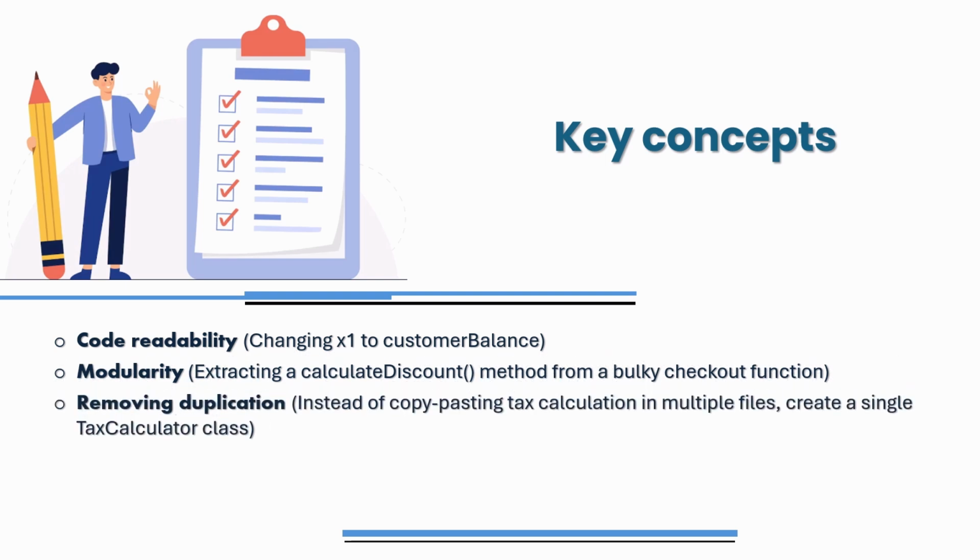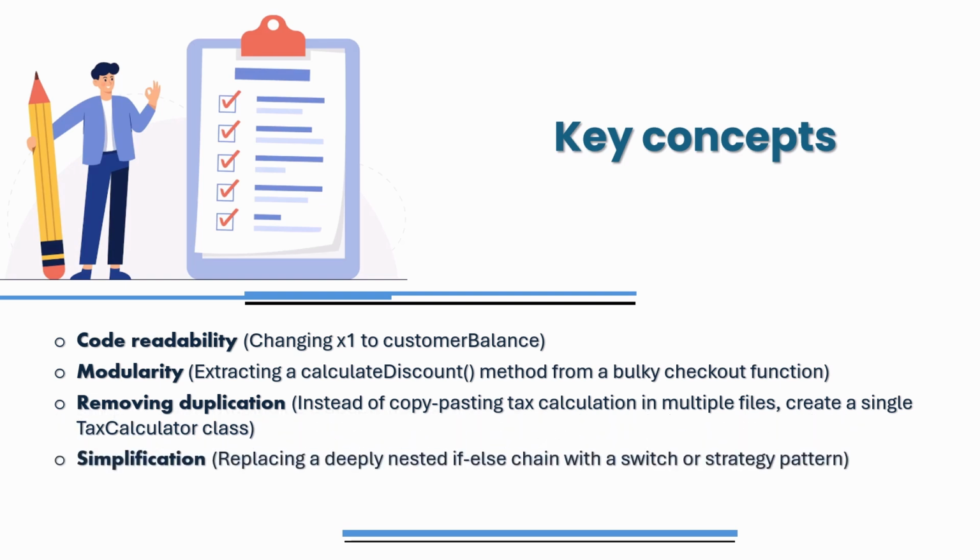Third is removing duplication. Duplicate code is a silent killer. By consolidating repeated logic into one place, we can reduce errors and simplify updates. For example, instead of copy pasting tax calculation in multiple files, we can create a single tax calculator class. Then simplification. Complex nested loops or conditionals are simplified into cleaner structures. An example may include replacing a deeply nested if-else chain with a switch or strategy pattern.